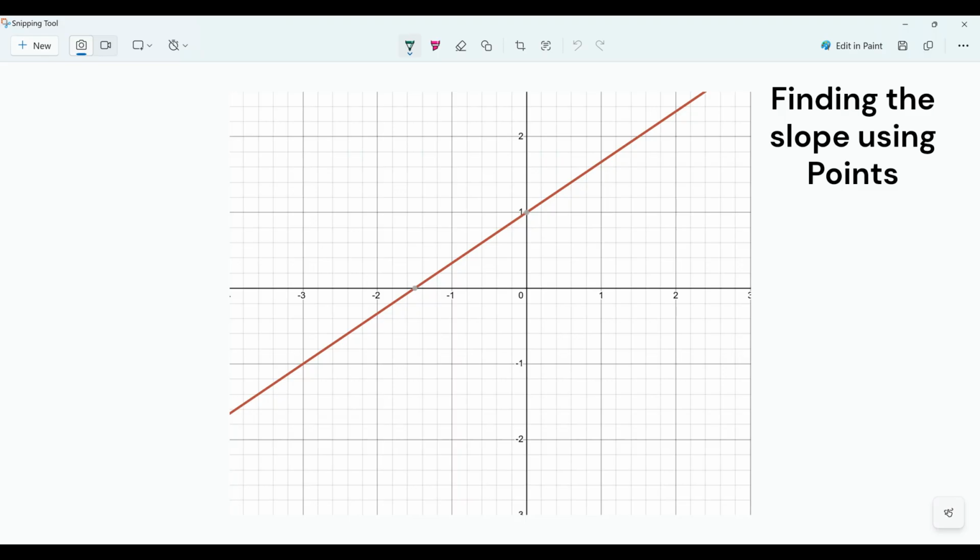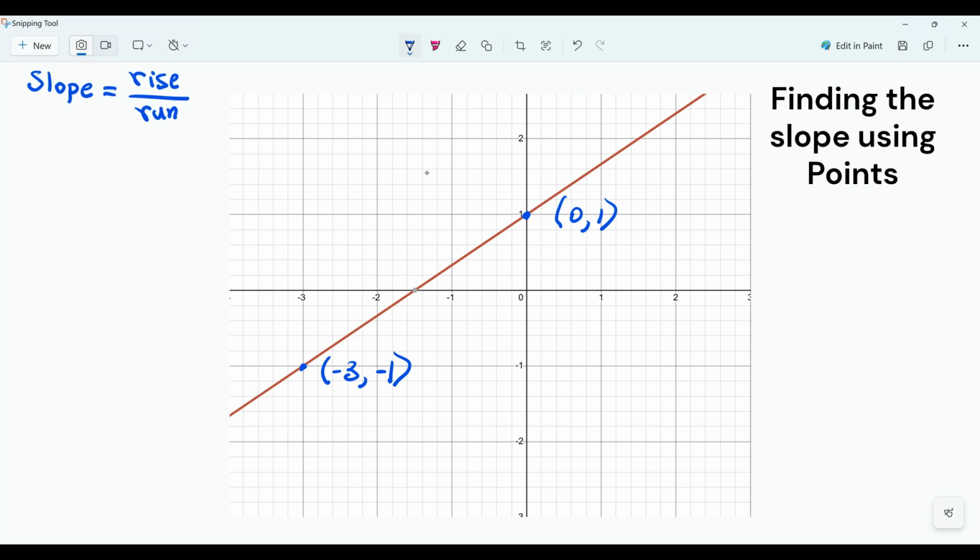There is another way of finding the slope by using points. So on this graph, let's choose 2 clear points that you could easily read. I'm going to choose this point, which is -3, -1. And then I'm going to choose this point, which is 0, 1. Now, as we talked before, slope is rise over run.